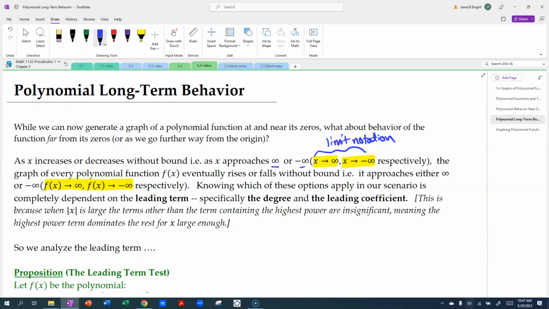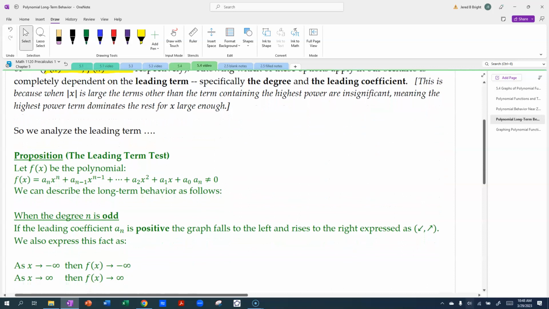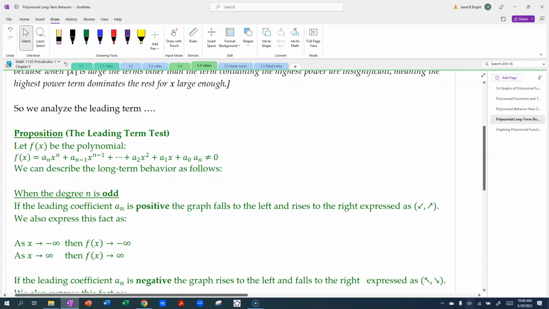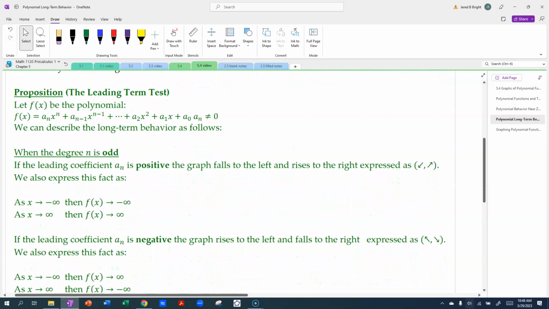Okay, and so how do we know which one it is? It depends on the leading term exclusively. In the leading term, there is the degree and the leading coefficient, both of which end up being super important. To analyze the leading term, there is this leading term test that we can do. It is rather long, so have your patient pants on. If we have a polynomial function, we have 4 different cases to consider.